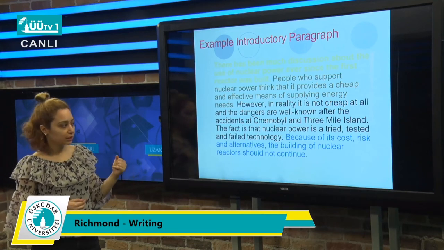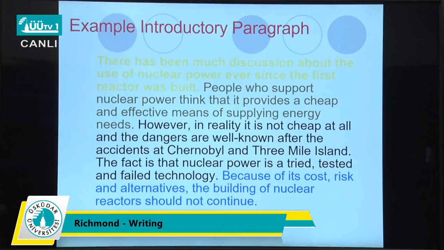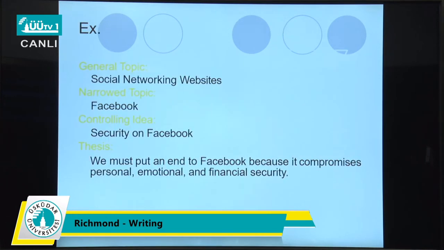Let's look at it more clearly. Because of its cost, risk, and alternatives, the building of nuclear reactors should not continue. Here we have our argument. We state our side of the disagreement. Here we state that our opinion is that nuclear reactors should not continue. And we give some reasons for it in our thesis.